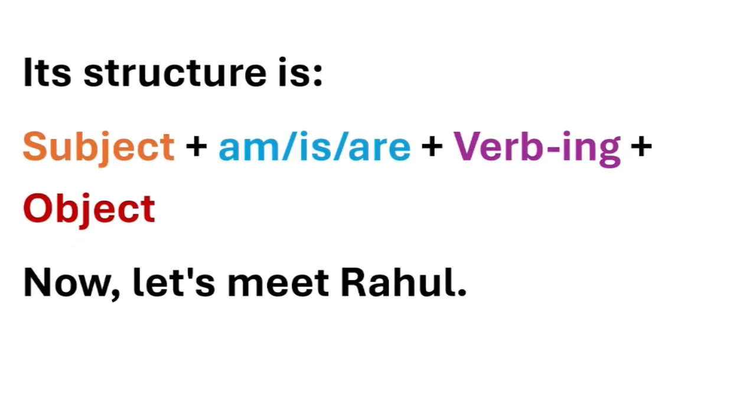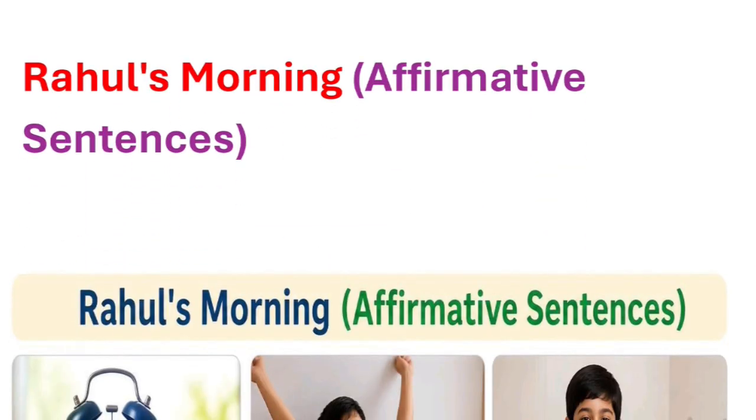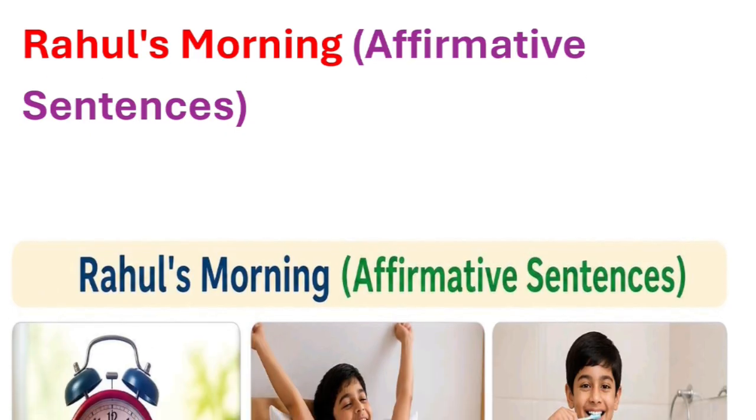To make sentences in this, we have to follow the structure, wherein the subject is written at the first place, followed by the helping verb, which is am, is, or are, according to the subject. Then we follow verb with ing form. And then at the end, we write the object. So this is how we make the sentences when we talk about the present continuous tense. And this one follows the affirmative sentences.